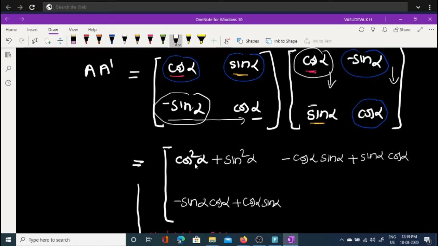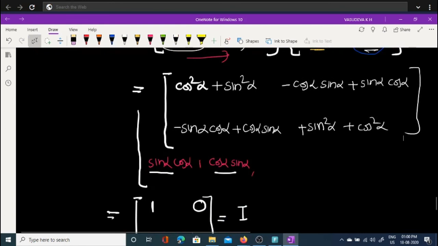So now multiplying again the second row with the second column of the second matrix. We have minus sin alpha into minus sin alpha, which is plus sin square alpha, and cos alpha into cos alpha, plus cos square alpha. So we have the matrix.